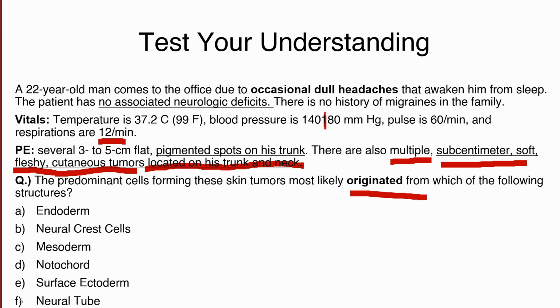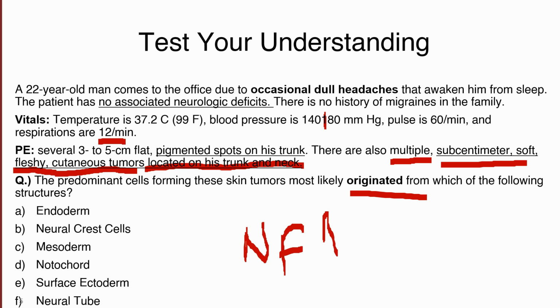This patient has the clinical features of neurofibromatosis type 1, also known as von Recklinghausen disease, which is an autosomal dominant neurocutaneous disorder. NF1 is caused by a mutation in the NF1 tumor suppressor gene, that is neurofibromin, which is a negative RAS regulator. And we know that this is on chromosome number 17.